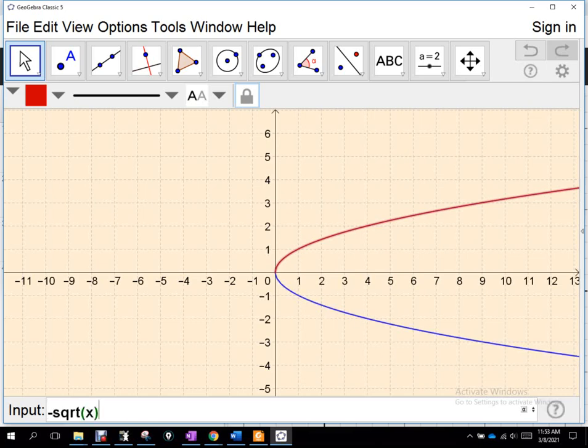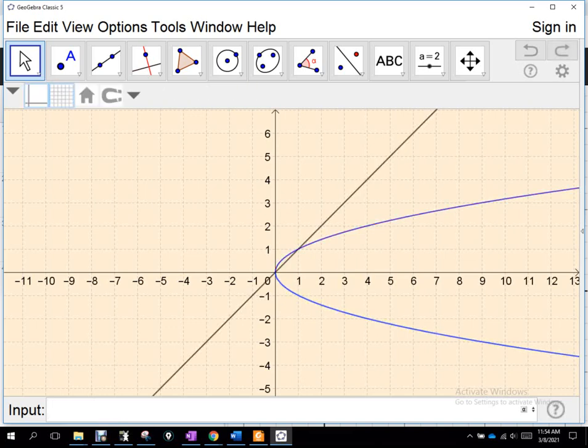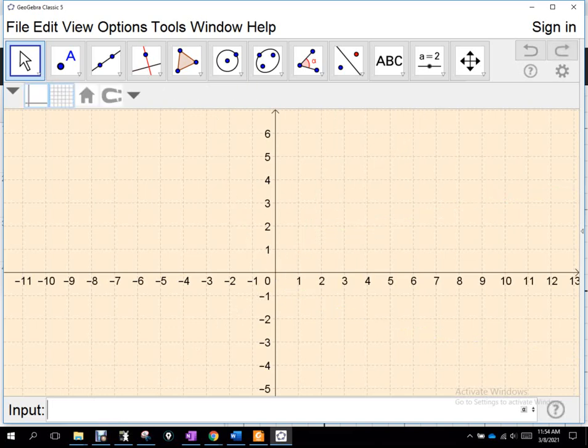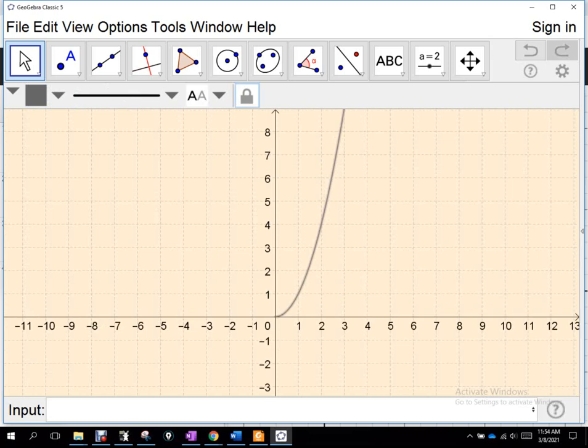Negative square root of x gives me that bottom part. Okay? So in order for x squared to actually have an inverse, I'm going to say if x is greater than 0, then graph x squared. We have to just graph that part of it. Okay? Because here's the reason. A square root is a symbol for a number that when I multiply it by itself, I get the radicand.